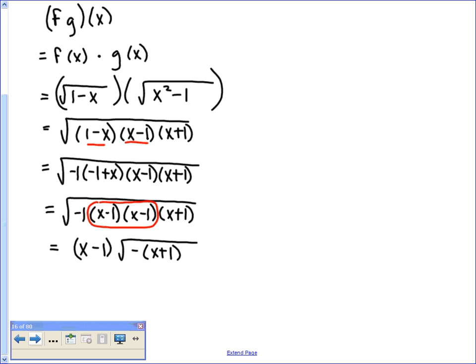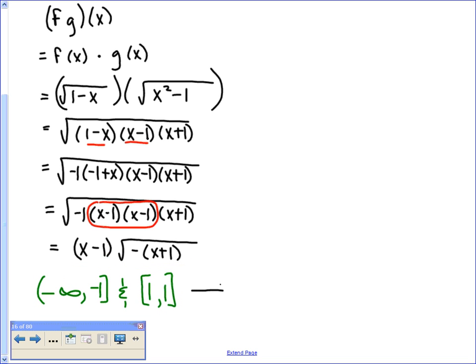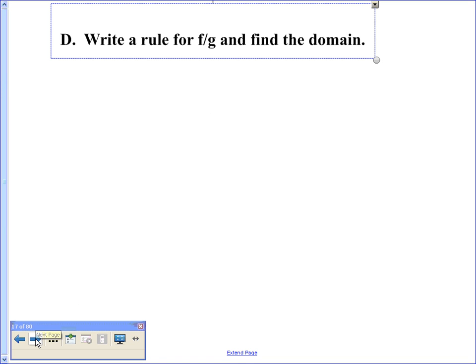And our domain is going to be the same domain that we had previously. All right, now we're moving on to our quotient. So for the quotient, we have f over g of x, which is f of x over g of x. This is where you should notice that g of x can't be 0. You can't have that equal to 0, because this would be undefined in that case.